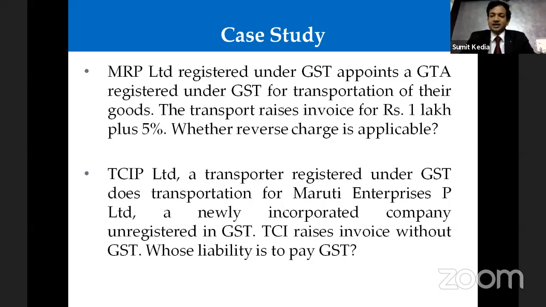I will repeat. In this case, the transporter is a limited company, TCIP Limited, a body corporate, and the recipient is also a body corporate, a private limited company. But the private limited company is a newly incorporated company. Maybe the turnover is below 20 lakhs or 40 lakhs, whatever it may be. So they are unregistered in GST. So my question here is whether RCM will be applicable.